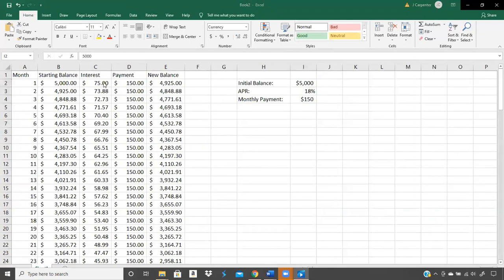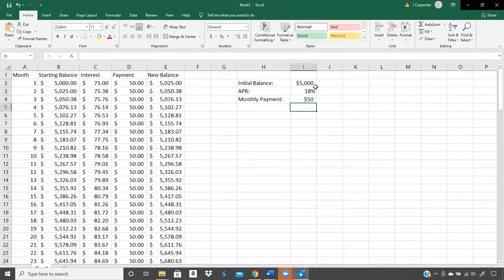Okay, so now we have a $5,000 starting balance. Let's say we had a $50 payment. Let's go back to the $50 payment and look at this. Our balance each month is going up because we're not even paying the interest off. There's $75 in interest, but we're only paying $50.